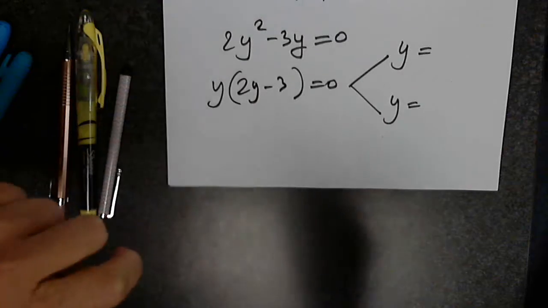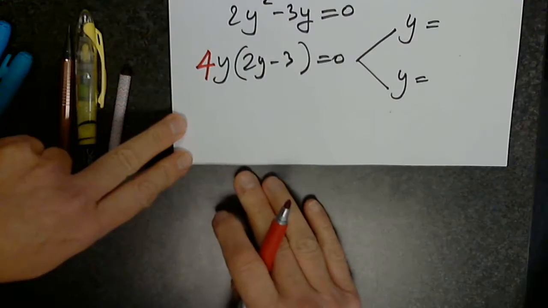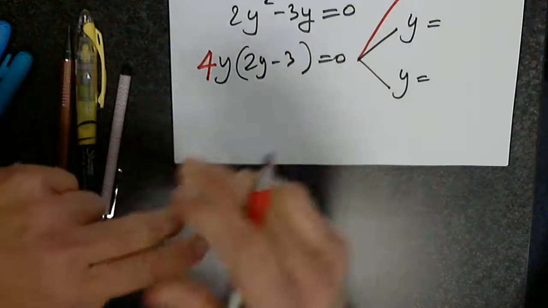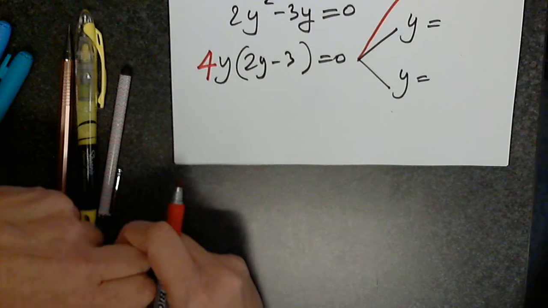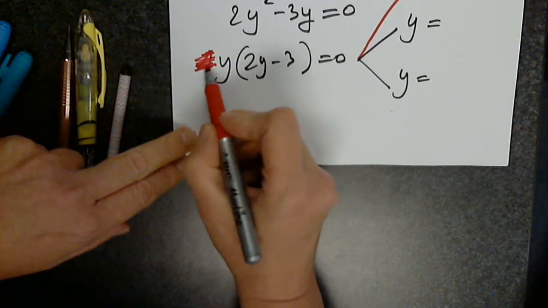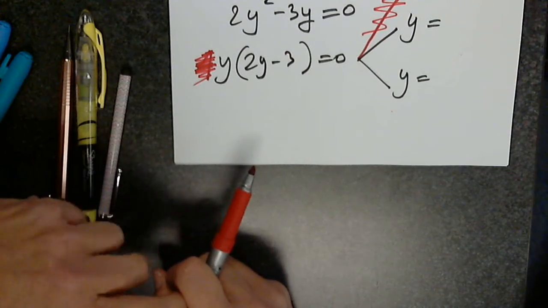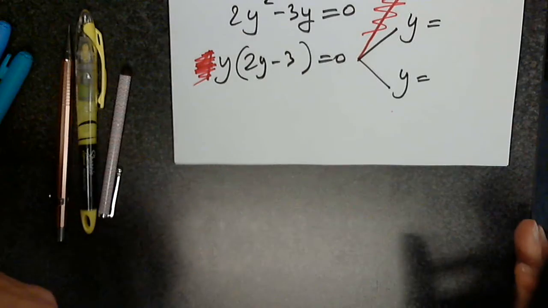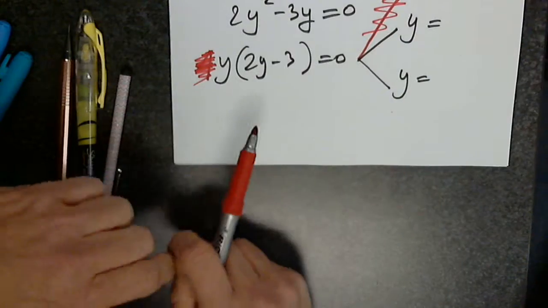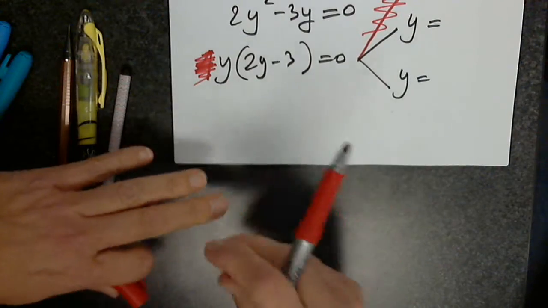The reason why I'm doing this is, if I put the 4 in there, many students write 4 equals 0 as the first solution. Can 4 be 0? No. So since I'm allowed to divide both sides by 4, why not get rid of it? The key here is always simplify an equation before you solve it, because you're going to make your life easier. So this equation can be divided both sides by 4. And I got rid of it from the beginning. The solutions will still be the same.